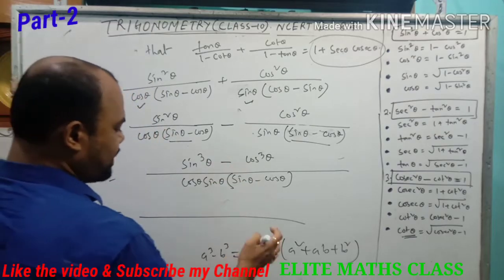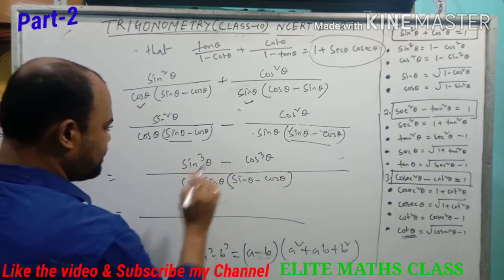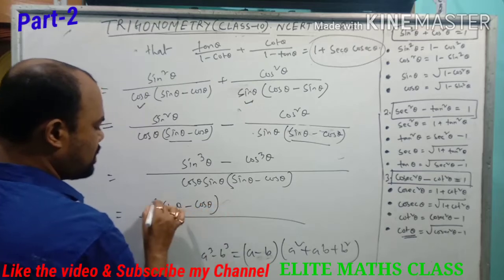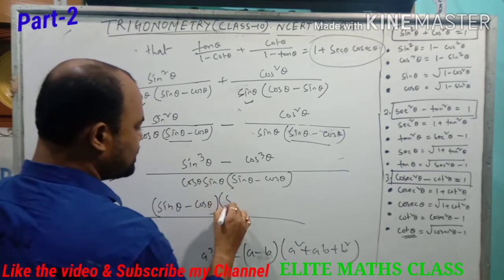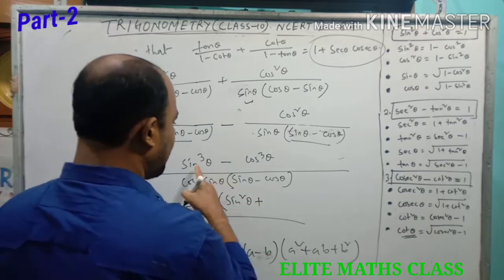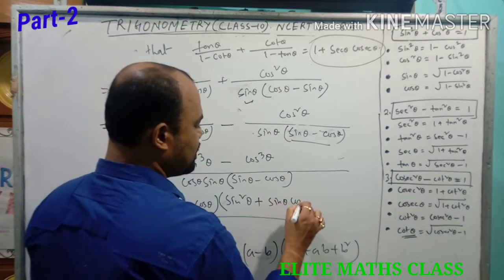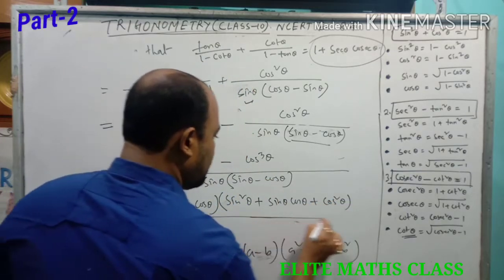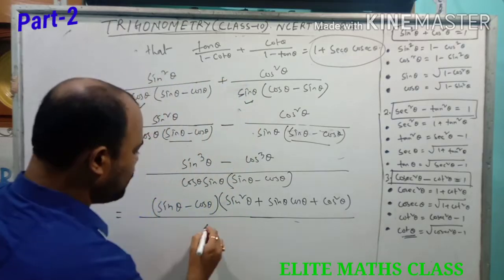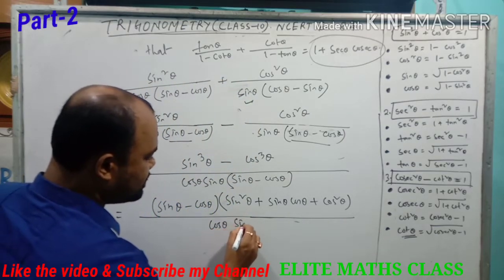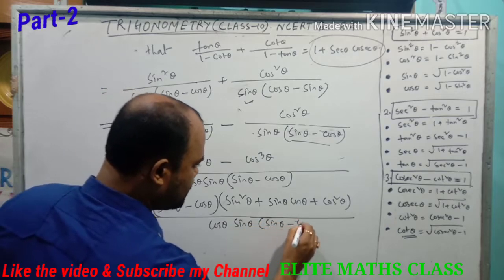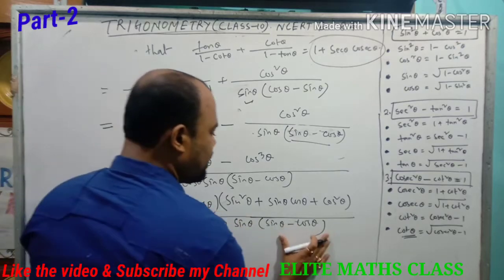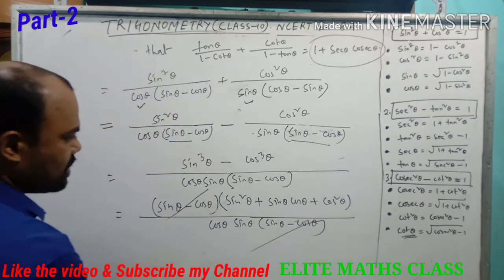So now we apply this formula, a cube minus b cube. What is the formula? A minus b. So it will be sin theta minus cos theta into a square, that is sin square theta, plus ab, that is sin theta into cos theta, plus b square, that is cos square theta. In the denominator part there is no calculation, just write whatever it is in the previous step. Now see what happens. Sin theta minus cos theta is there in the numerator and in the denominator, so these two terms will be cancelled.